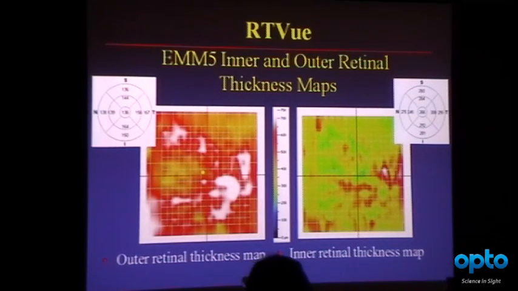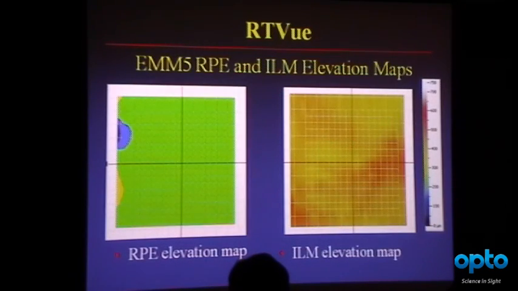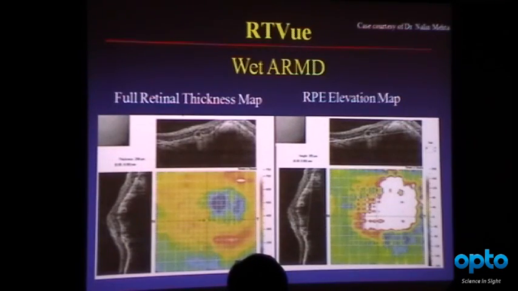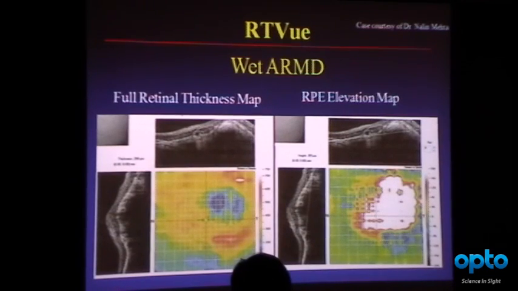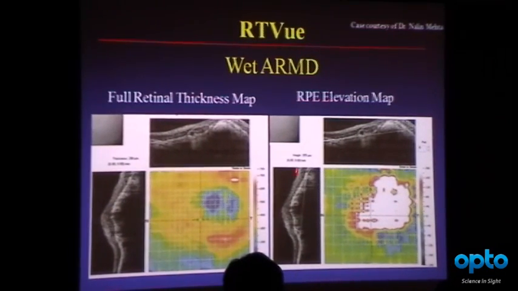So I mentioned EMM5. You can also get inner and outer retinal thickness maps if you believe they're important. Here's an example. Outer retinal thickness, inner retinal thickness. You can also do RPE elevation and internal limiting membrane elevation maps automatically in the EMM5. And this is an example of a patient with macular degeneration done on the EMM5.